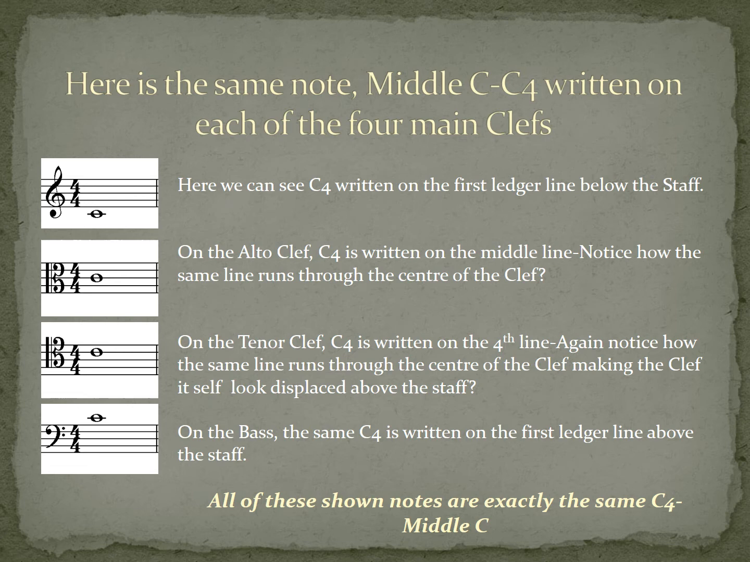And last but not least, on the bass, again, there's middle C, C4, written on the first ledger line above the staff. So each of these notes that I've indicated are all exactly the same note. They're all C4, which is middle C.